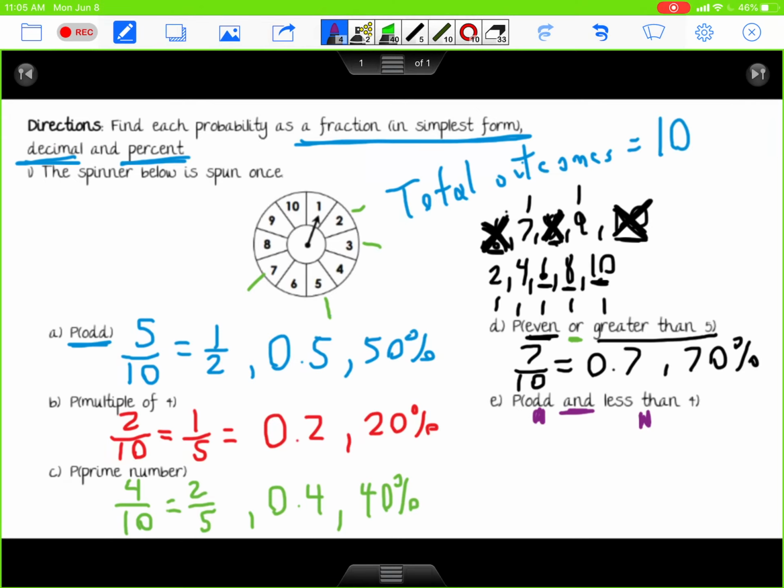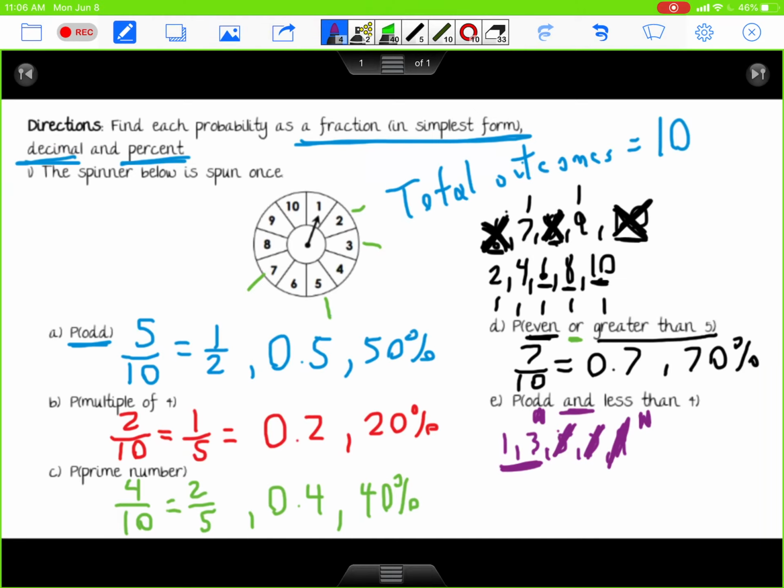Okay? So what I usually do is I'll look at the first thing which is odd. So I'll list all my odd numbers. Okay, so it's 1, 3, 5, 7, and 9. Okay, and then I look at my next thing, which in this case it says less than 4. Okay, so I want to just cross out anything that's not less than 4. Okay, so 5 is not less than 4, 7 is not less than 4, and 9 is not less than 4. Okay, and that only leaves me with 2 choices left, 1 and 3.